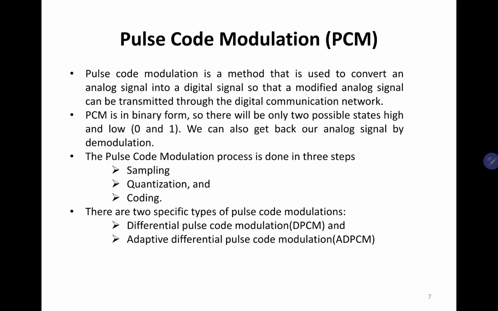Pulse code modulation process is actually done in three steps. They are sampling, quantization, and coding. There are two specific types of pulse code modulation. They are differential pulse code modulation, in short we call it DPCM. And the second one is adaptive differential pulse code modulation, in short abbreviated as ADPCM.